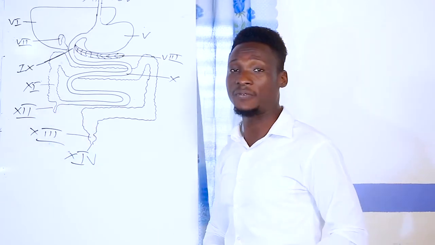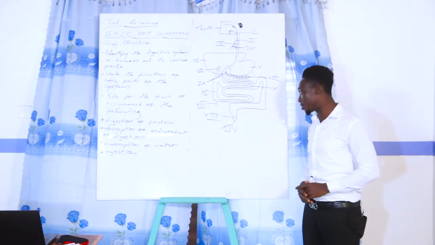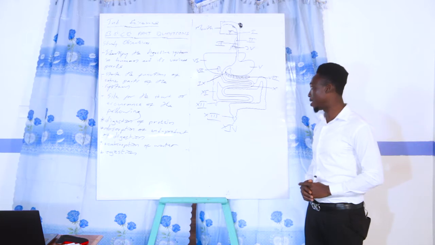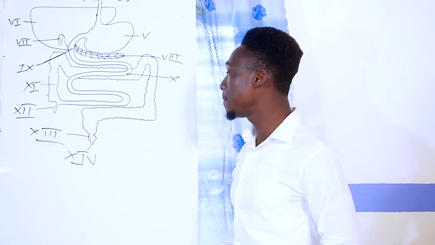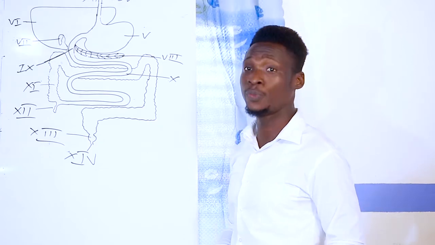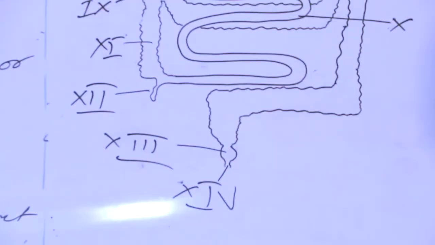Then XII is identified as appendix. So that is the appendix. Then XIII, that is the rectum. Then XIV is the anus.